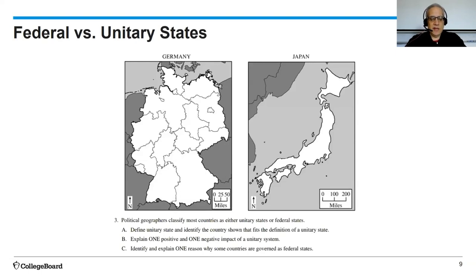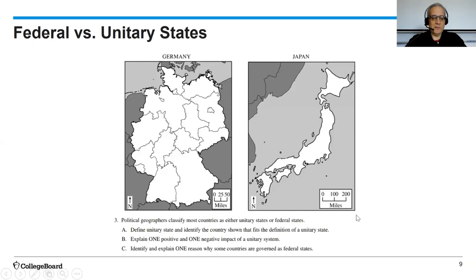The answer to A is a unitary state is a state that has a strong centralized government with weak localized governments. The country shown here that fits that particular definition is Japan. One positive impact of a unitary system could be the fact that a unitary system reduces the potential for local corruption. One negative impact of a unitary system is that a dominant culture may pass laws and policies that benefit only them.